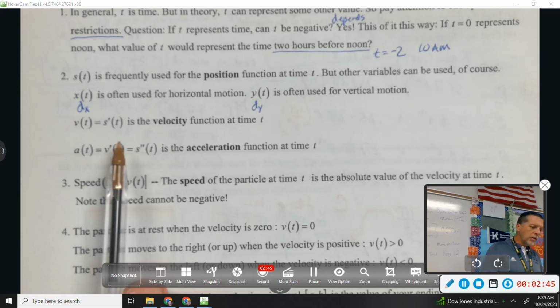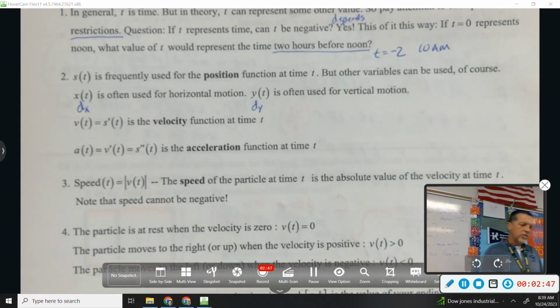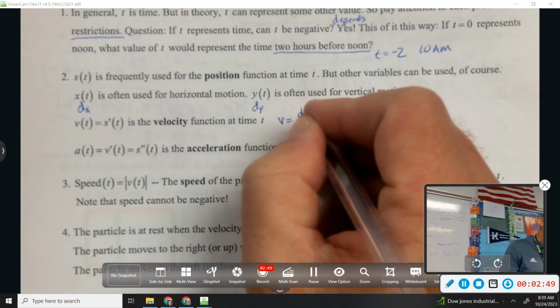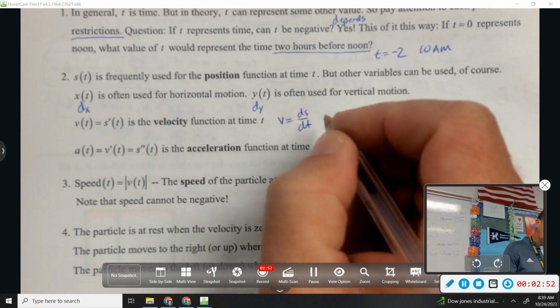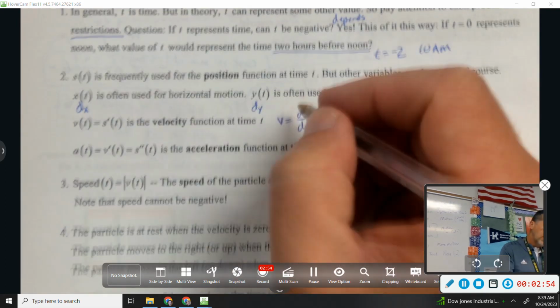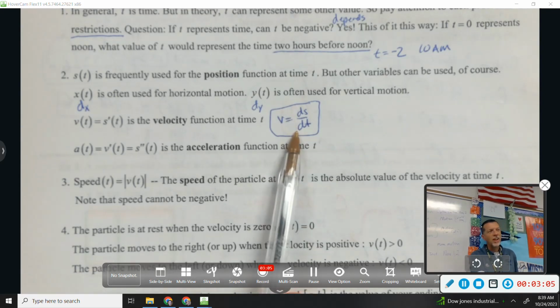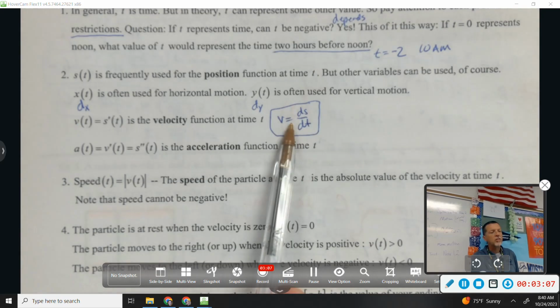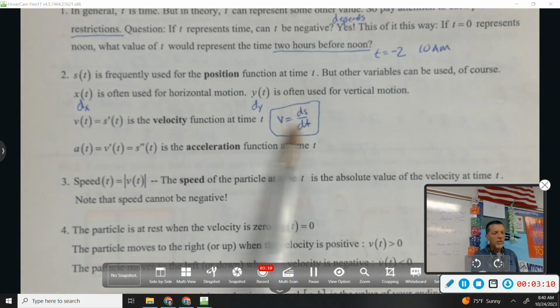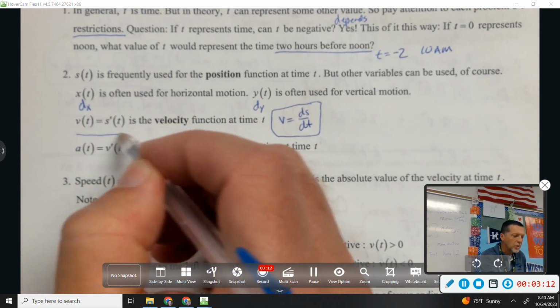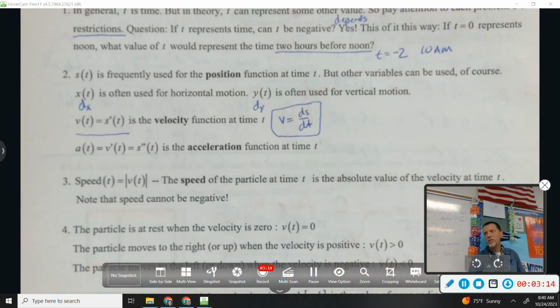V of t equals s prime, the velocity function. Another way to say that is ds dt, or s prime. So there's a connection between velocity and position. A connection that you don't really make in the first year physics class. The second year physics class, you definitely make that connection. But if you only took 1 year of physics, you probably didn't talk about velocity as the derivative of position. But now that you know about derivatives, we can introduce that.